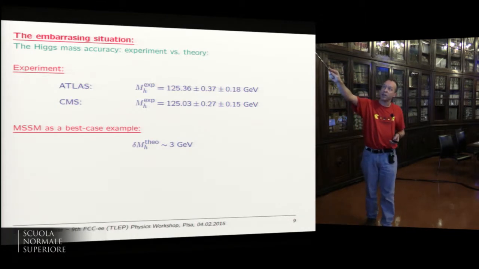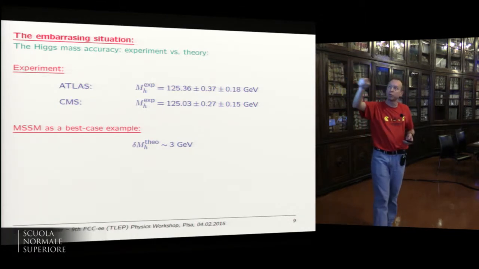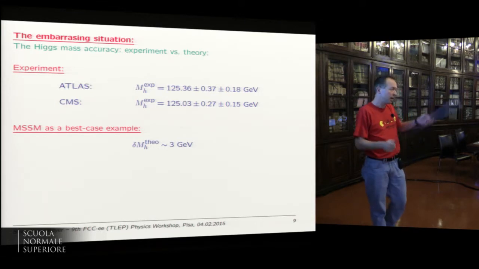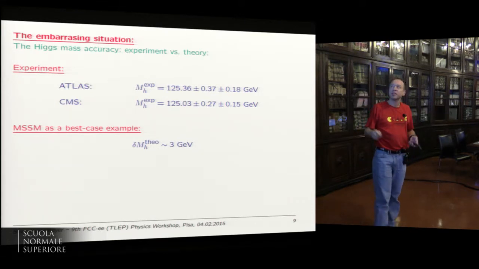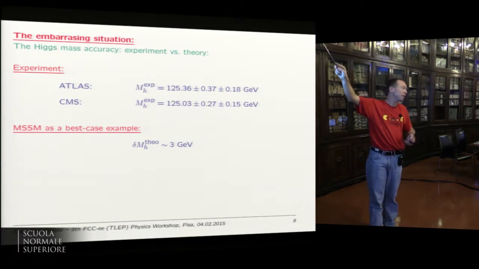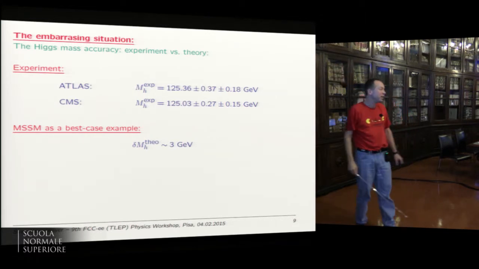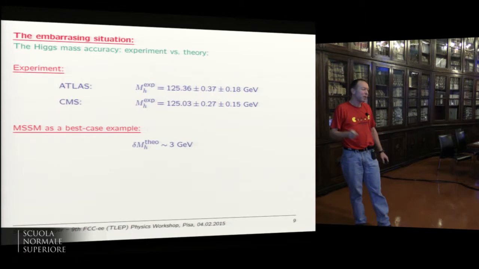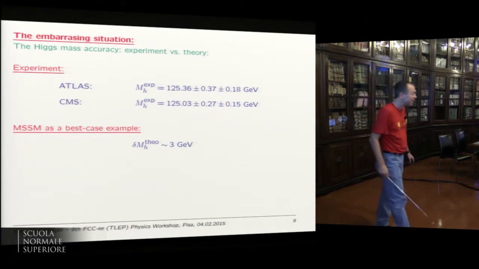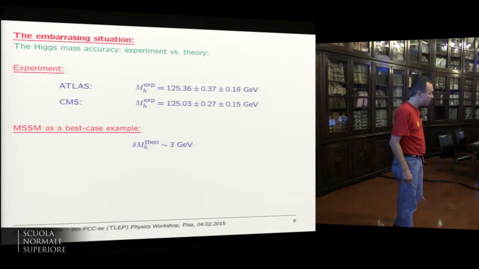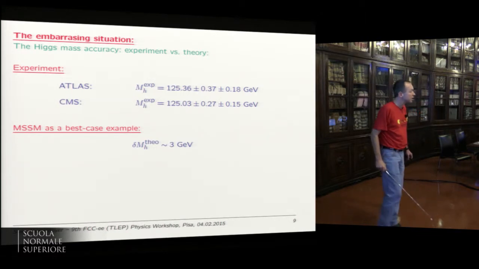And we will improve this further at the LHC, and then it will be improved at the plus-minus colliders, and we may go down to something like 30 MeV. But if we are stuck here with a theory uncertainty of 3 GeV, it's completely irrelevant whether we measure it to 30 MeV or to 3 MeV. Yeah, in the standard model, yes, but in BSM models, it's not.